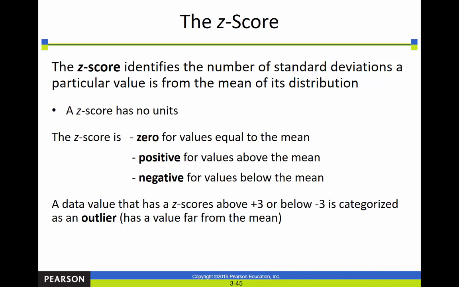It doesn't have units in the sense that it's measured in pounds or dollars or whatever we're using to measure the data. This measures how far away from the mean a given data point falls. It's a big thing on the bottom there. If it falls above 3 or below -3, then it's so far away from the mean that we would consider that to be an outlier.